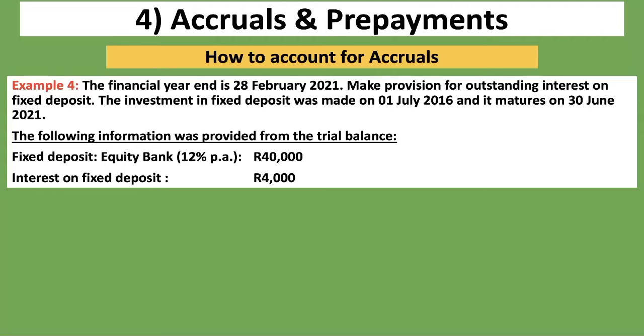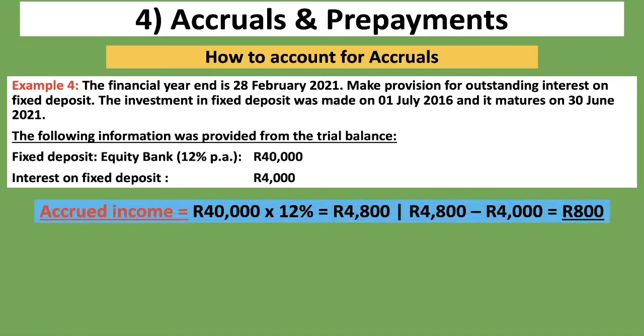Remember, we've had this fixed deposit for the entire duration of this financial period because we're told that it was made on the 1st of July 2016 and it only matures after this financial period. That means we've had it for the full duration of the 12 months to the year ended 28 February 2021. So if we take this 40,000 rand, which is what we invested, and we multiply it by 12%, it's going to give us the interest on fixed deposit that we ought to receive or that we have earned for this specific period. And that gives us an amount of 4,800 rand.